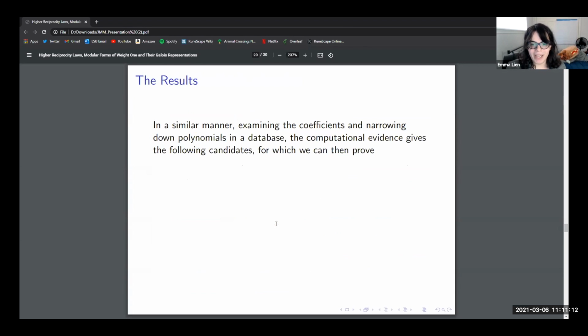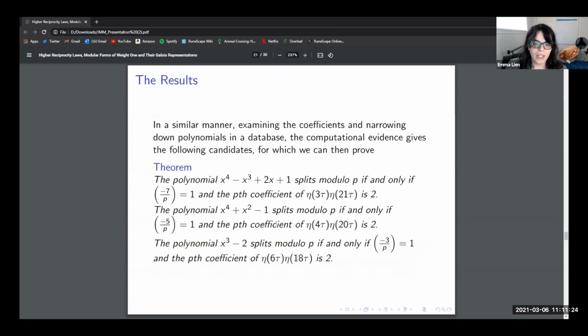In a similar manner, examining the coefficients and narrowing down polynomials in a database, we have the following candidates for polynomials that correspond to the modular forms, which we can then prove. For 3 and 21, we have x to the fourth minus x cubed plus 2x plus 1. For 4 and 20, we have x to the fourth plus x squared minus 1. And for 6 and 18, we have x cubed minus 2.